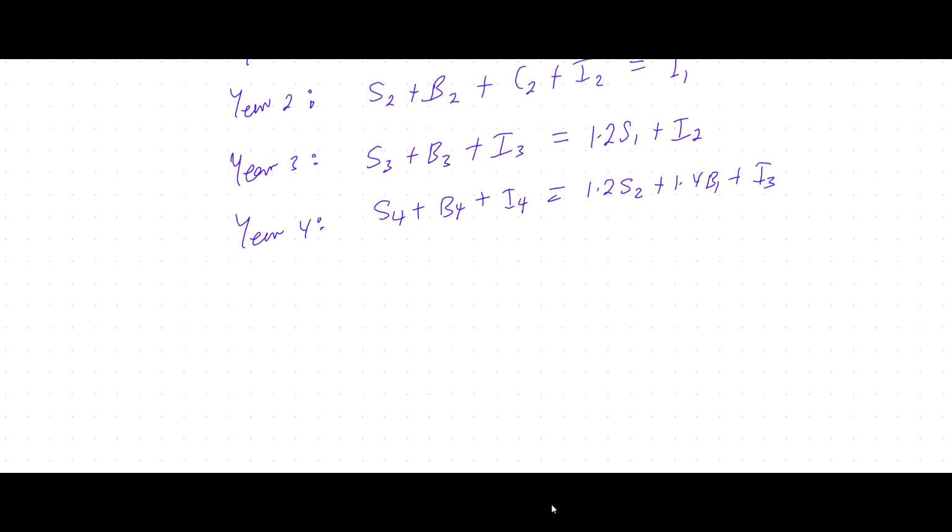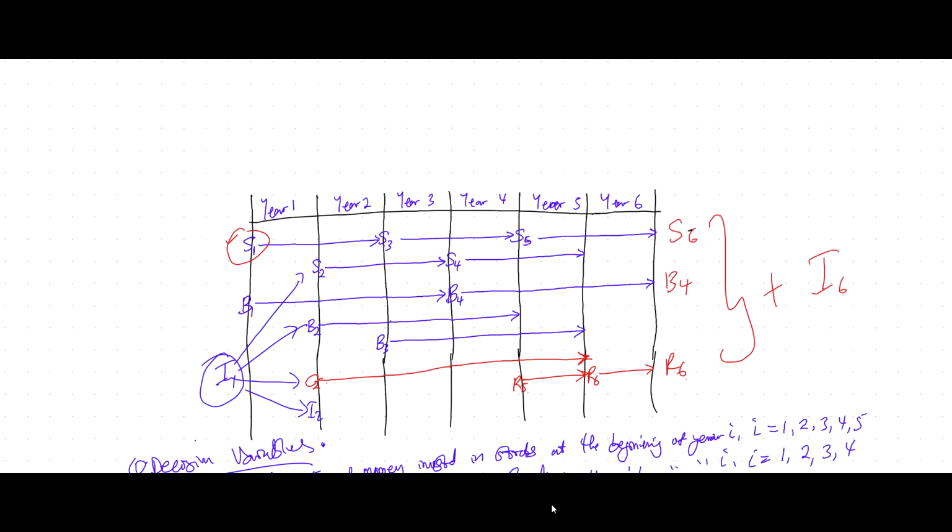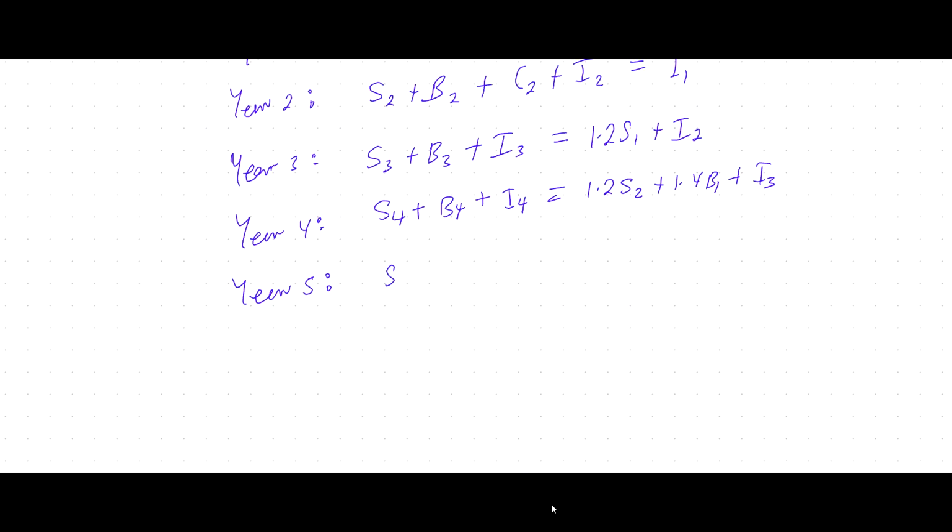Then in year 5, we have S5 and R5. That's the decision we want to make. Plus, how much should we leave idle? I5. So we have S5 plus R5 plus I5, right?